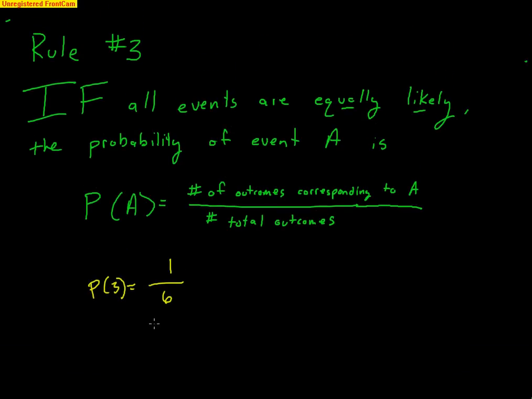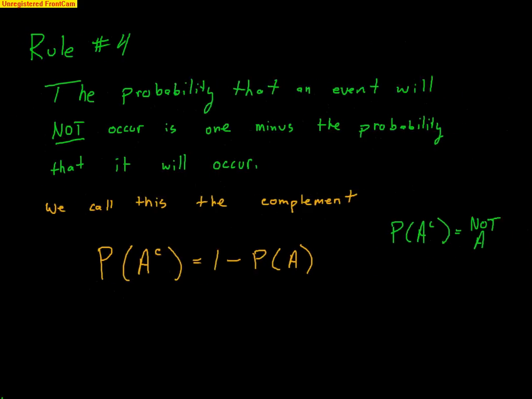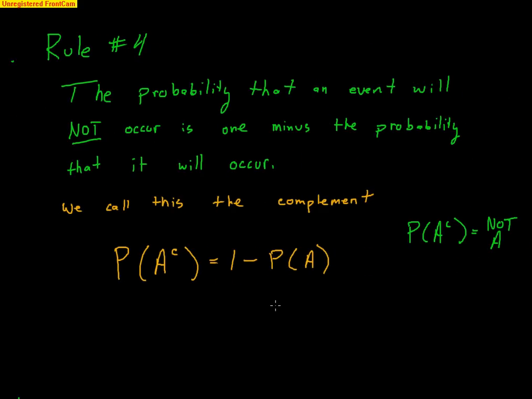Okay? Alright, the next rule, and we're actually almost done with the rules, is rule number 4. The probability that an event will not occur is 1 minus the probability that it will occur. We call this the complement. We use a little c here, so you'll notice in my notation, A with the little superscript c, that means the complement of A. The complement of A is simply not A, so anything other than A occurring. So the probability of not A, the probability of the complement of A, is simply 1 minus the probability of A. This is pretty easy to understand.